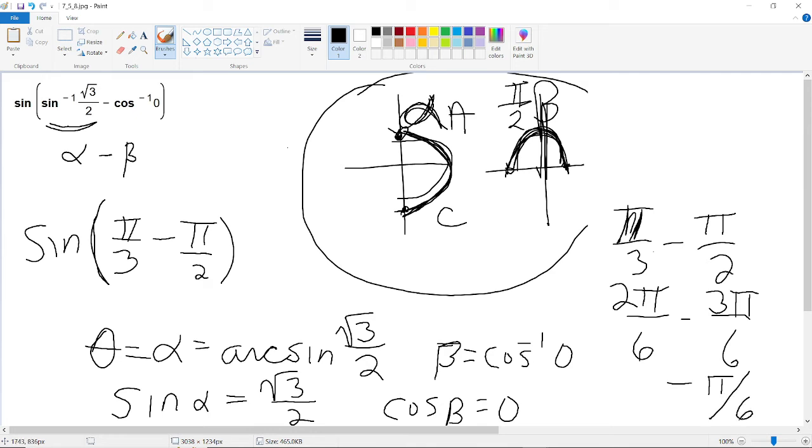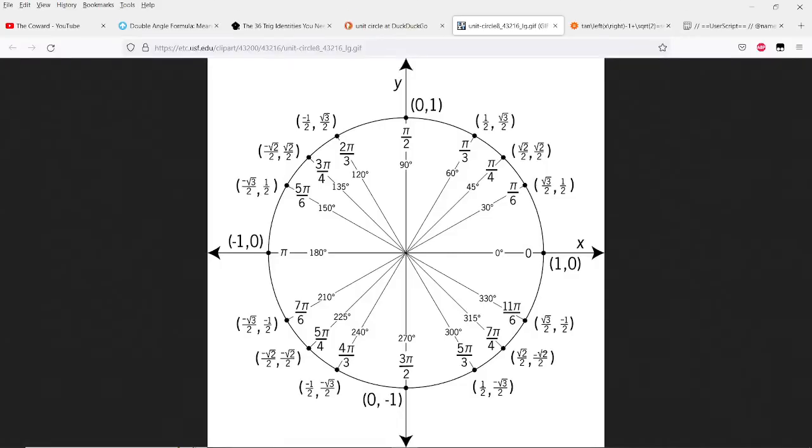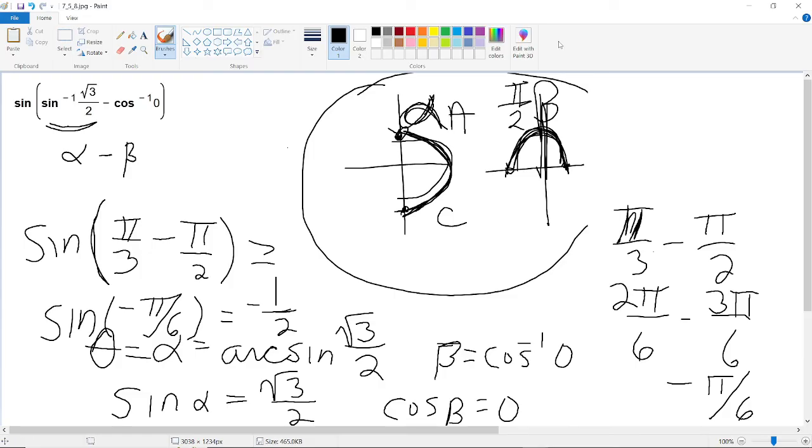So that's what this is. This is really the sine of negative pi over 6. And what is the sine of negative pi over 6? It's negative 1/2. And I'll prove it to you on the unit circle. Here's pi over 6, so here's negative pi over 6. It's negative 1/2. So the answer to this is sine of arcsine of square root of 3 over 2 minus arccosine of 0 equals negative 1/2.